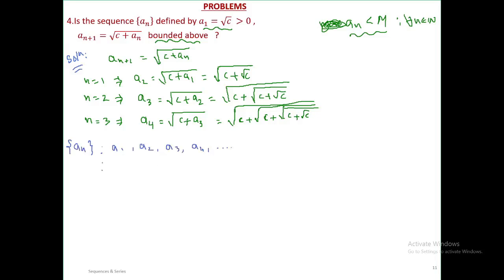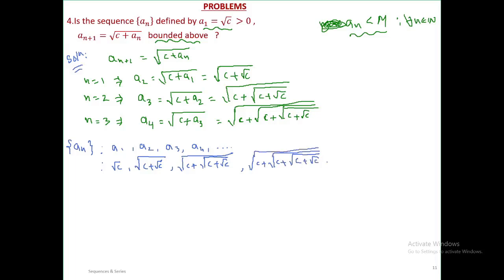So the given sequence an is: a1 is root c, which is positive; next a2 is root over c plus root c; a3 is root over c plus root over c plus root c; next a4 is root over c plus root over c plus root over c plus root c, and so on.